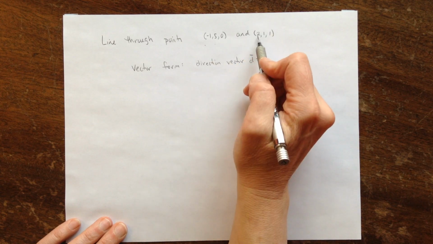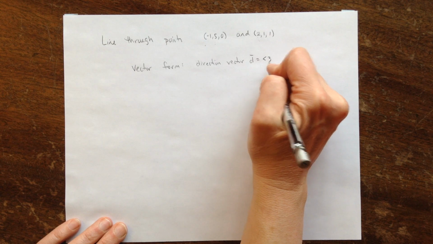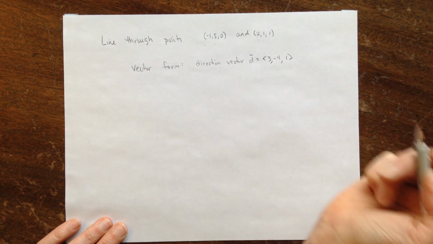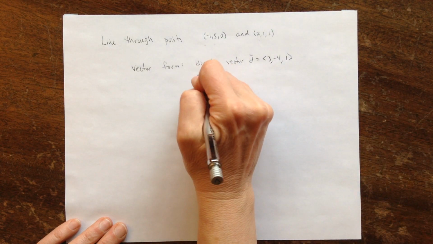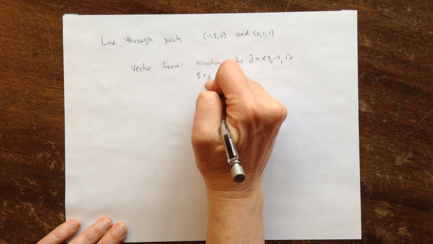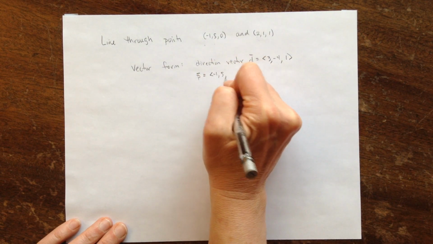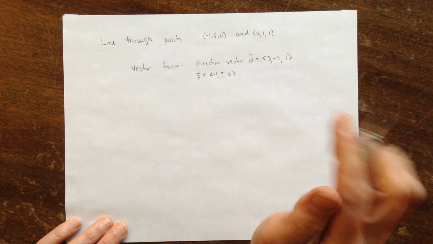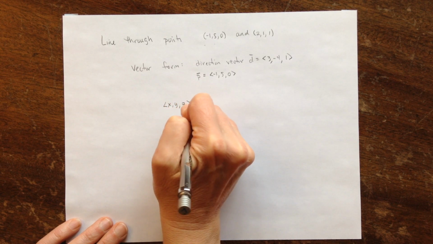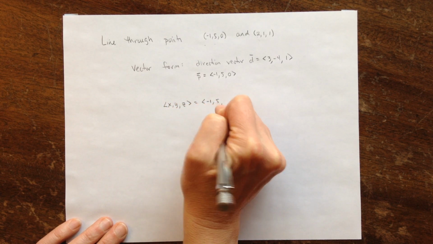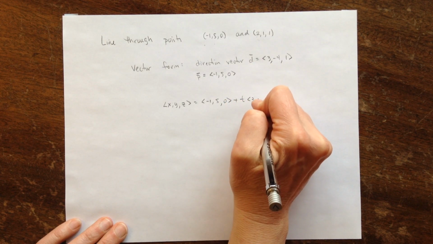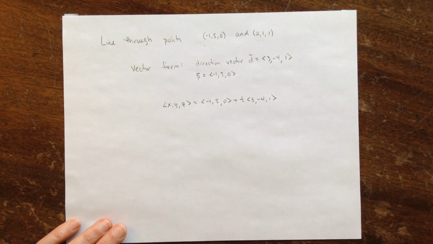So if you do, say from this to this, you do 2 minus -1 is 3, 1 minus 5 is -4, 1 minus 0 is 1. So there's your direction vector. And for the starting point, you pick either of these two guys. I'm going to pick the first one again just arbitrarily because it was written first. And so the vector form of the line is going to be x, y, and z is equal to that starting point, -1, 5, 0, plus some constant multiple of 3, -4, 1, the direction vector.